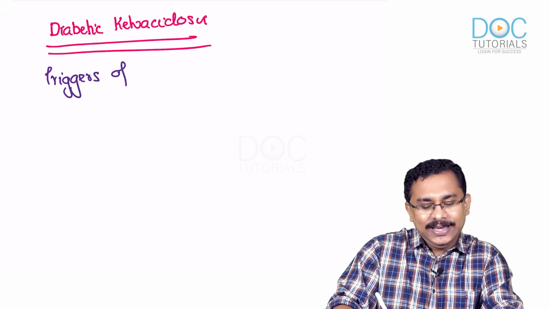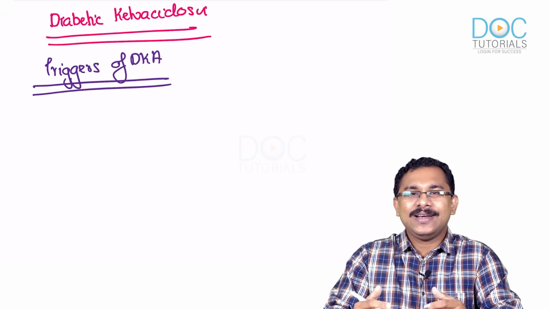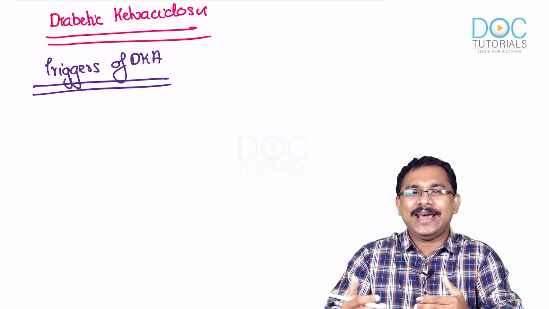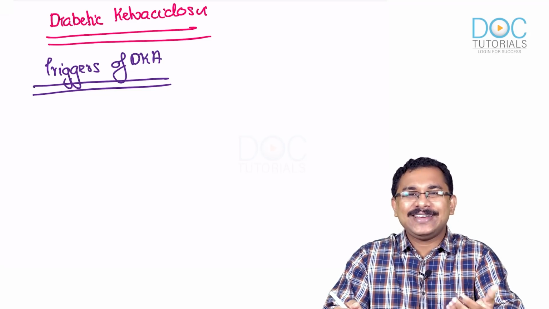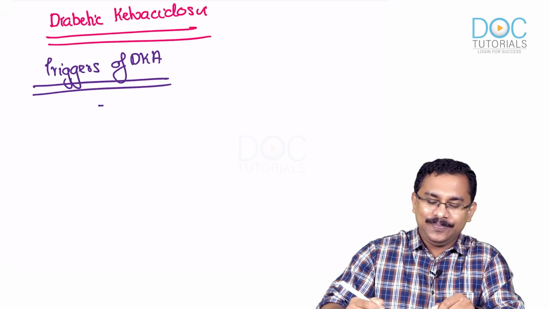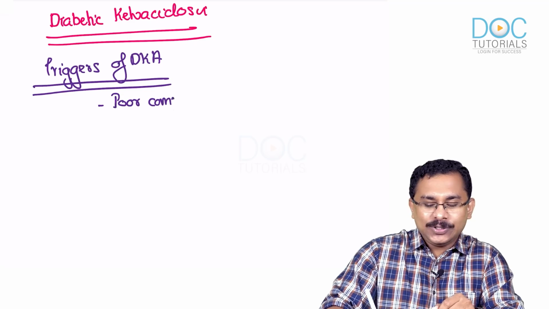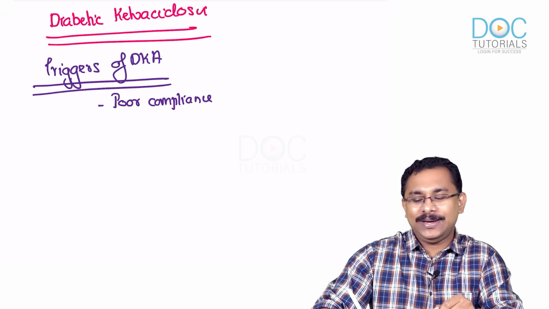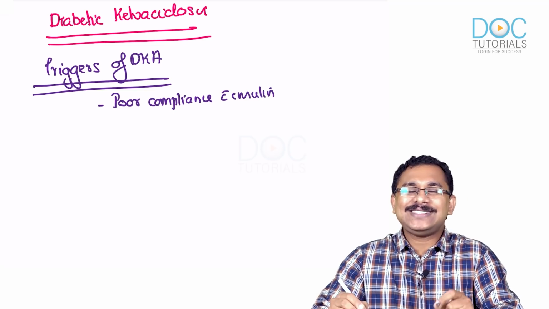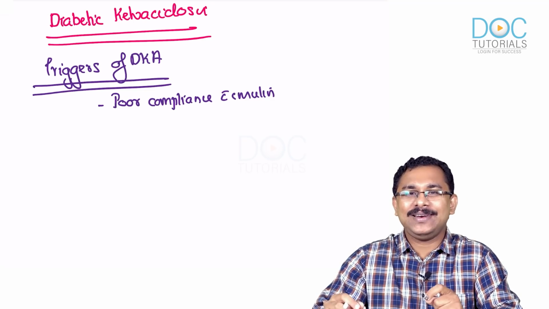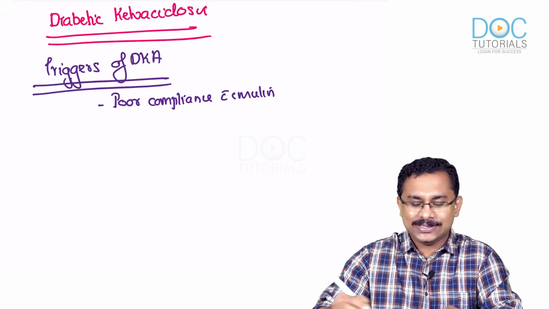So triggers of DKA, or the precipitating factors of DKA, are the factors that would precipitate diabetic ketoacidosis in a diabetic individual. So what are the factors that would precipitate? Number one is poor compliance with insulin. Suppose somebody is diagnosed with diabetes, but he is not taking insulin properly. If there is poor compliance with insulin, naturally there is an increased chance of developing diabetic ketoacidosis.